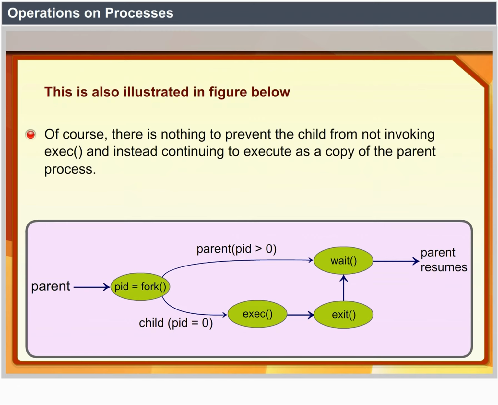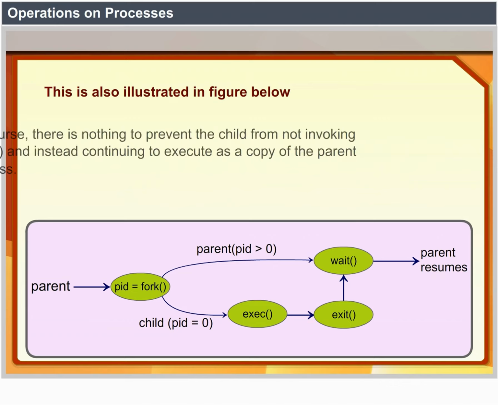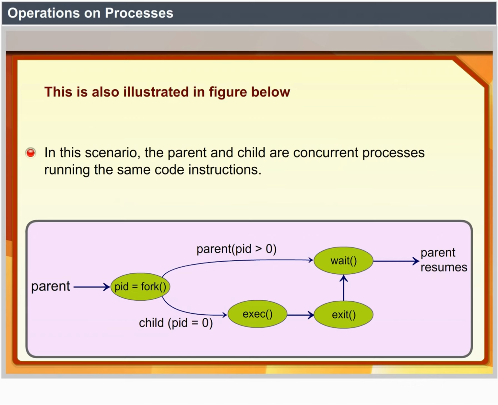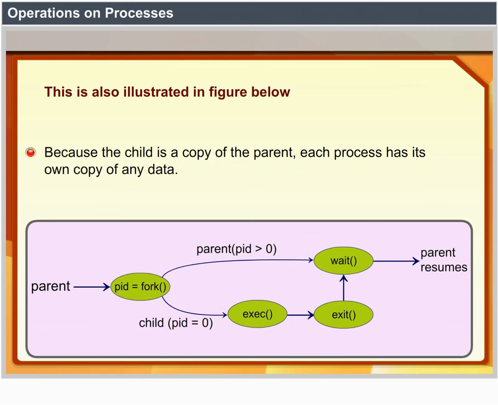Of course, there is nothing to prevent the child from not invoking the execute function and instead continuing to execute as a copy of the parent process. In this scenario, the parent and child are concurrent processes running the same code instructions. Because the child is a copy of the parent, each process has its own copy of any data.